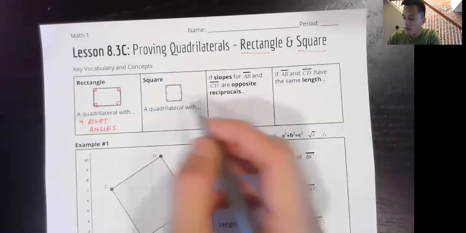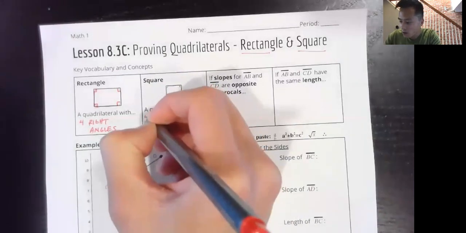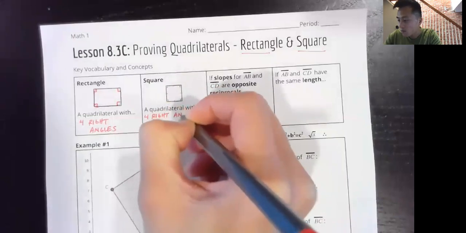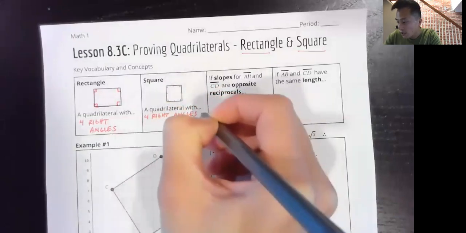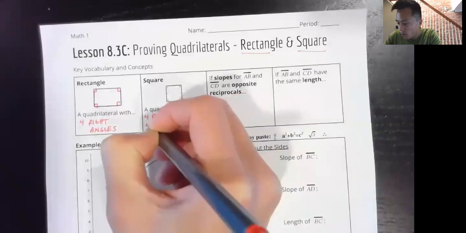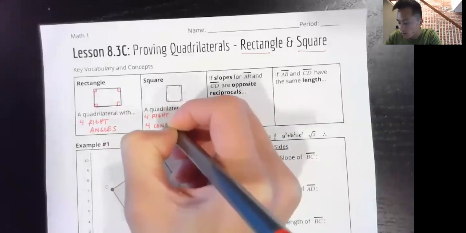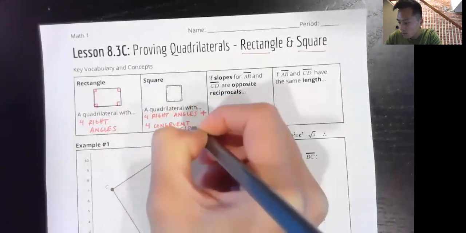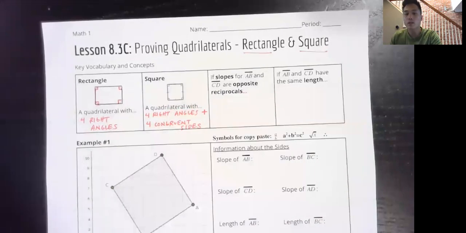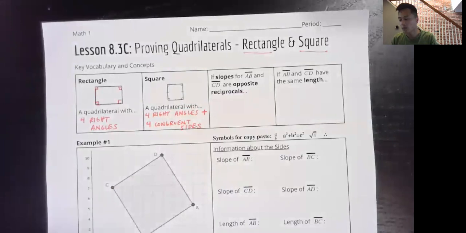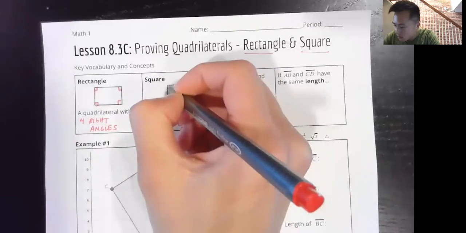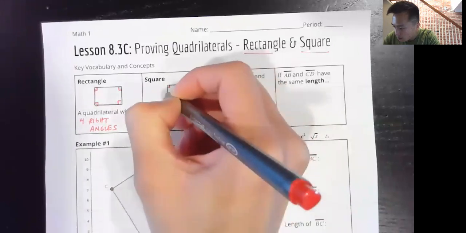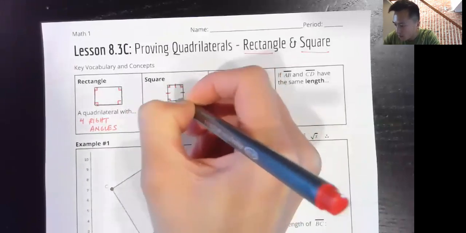A square is a quadrilateral that also has 4 right angles and 4 congruent sides. And remember, congruent sides means same length. So 4 right angles, and all of these sides are the same length.